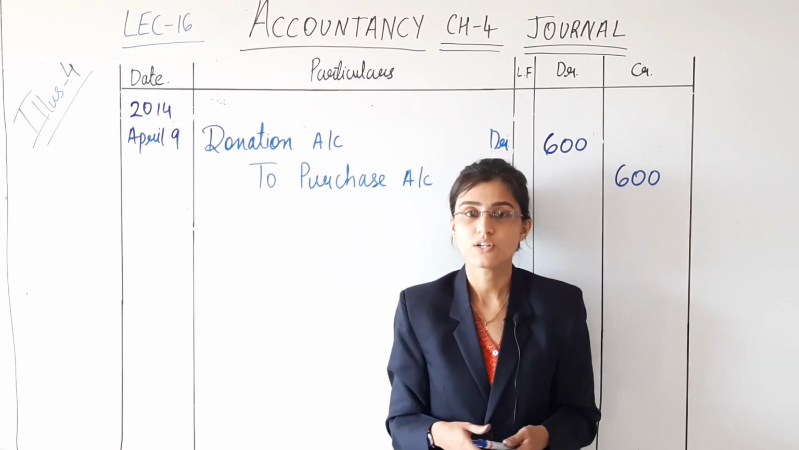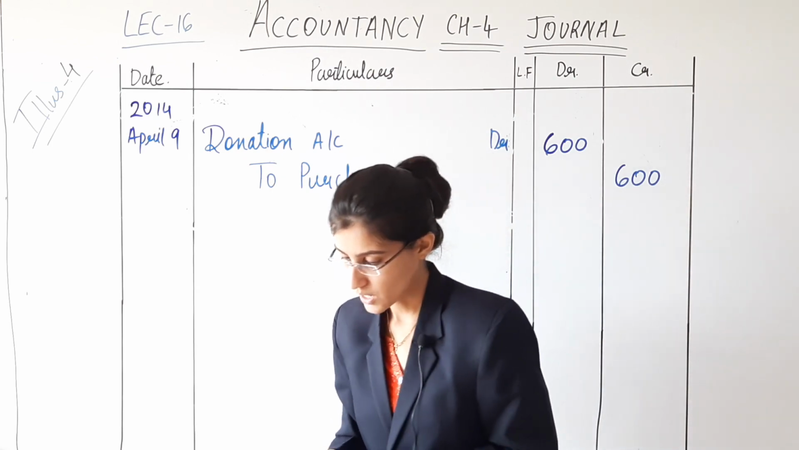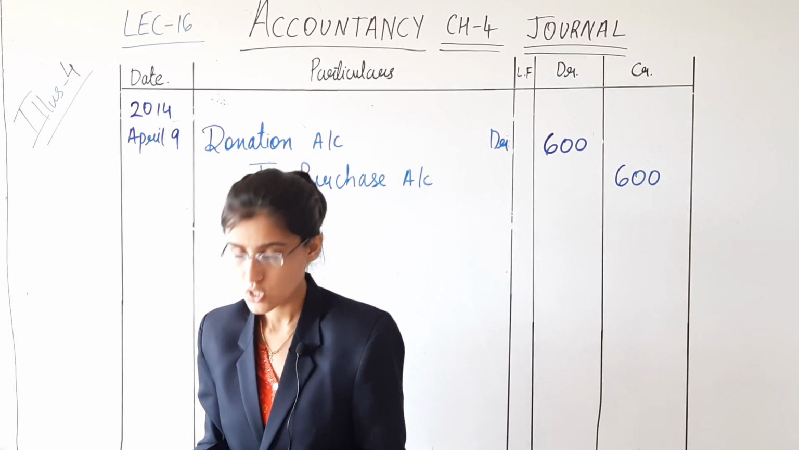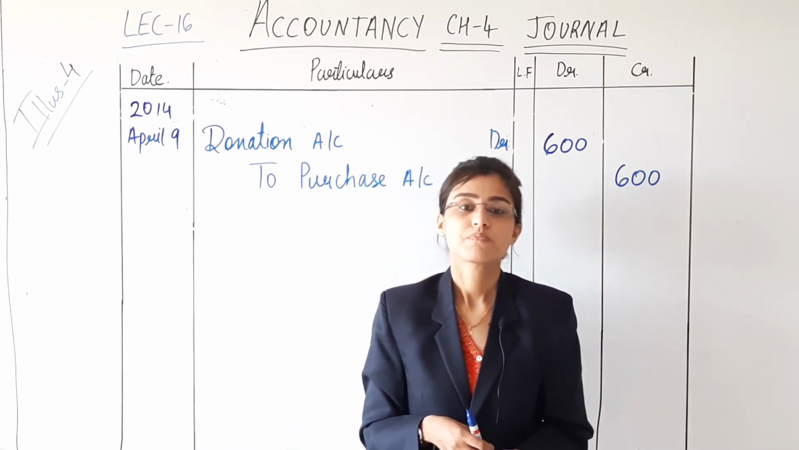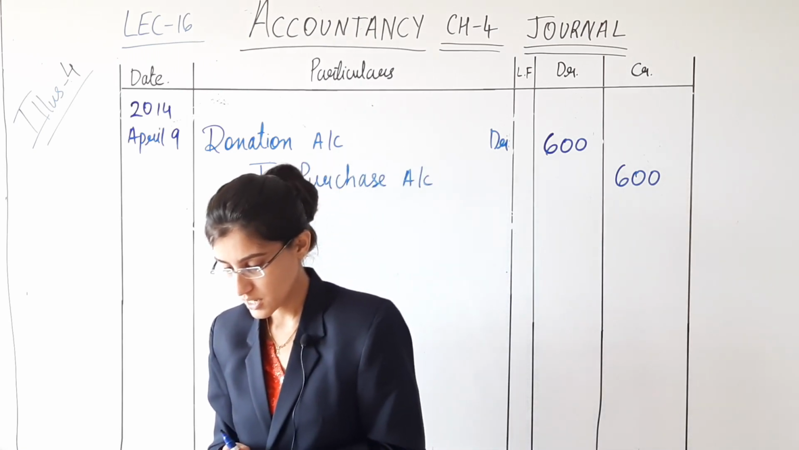So the journal entry for this is dead stock account debit to, and did you purchase it for cash or not? Let me check. If nothing is mentioned, it is always cash. So dead stock account debit to cash account. Alright, let us check the next journal entry.